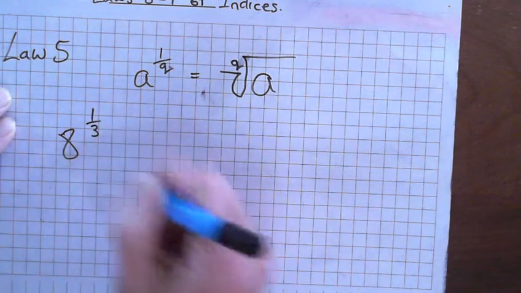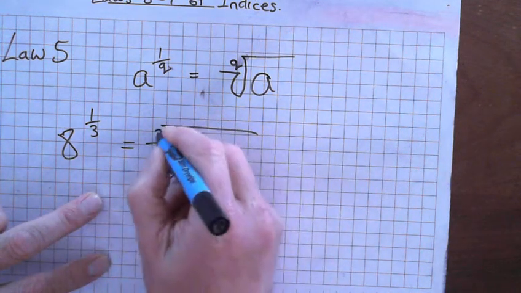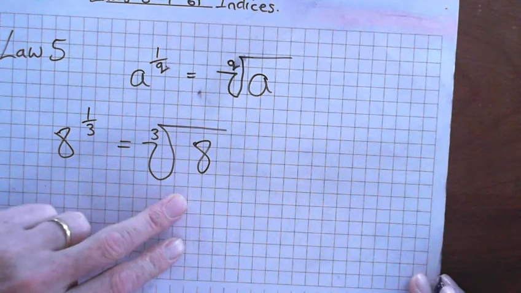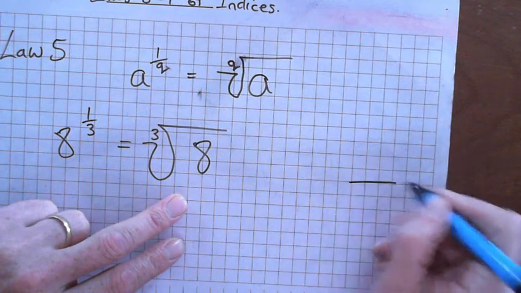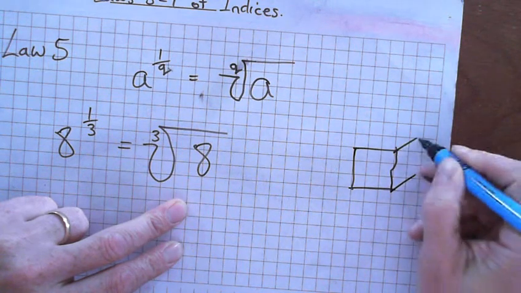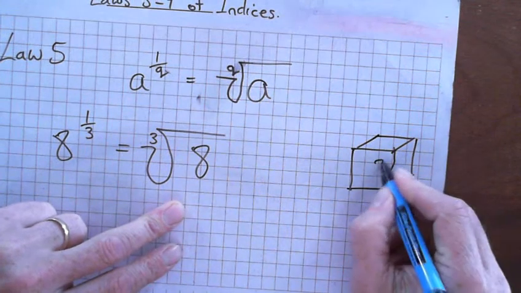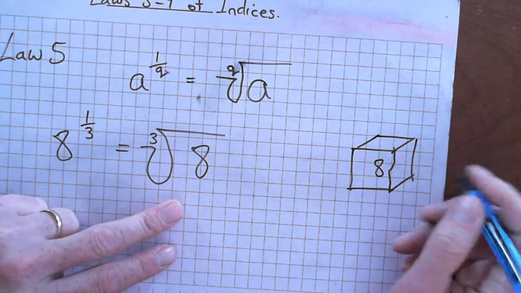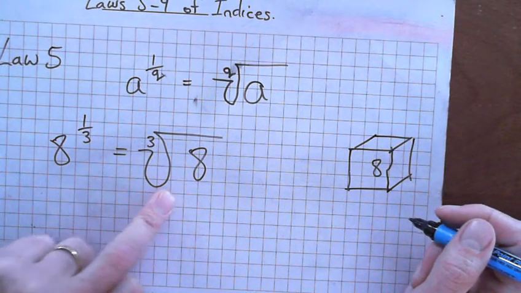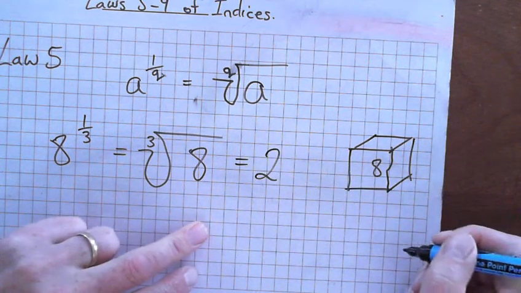8 to the power of 1 over 3. Now you can actually key this into your calculator. There is a third root of 8. What is 8? It's a three-dimensional shape. The volume of that cube is 8 centimeters cubed or meters cubed. So what happens when I get the third root of 8? The answer is 2 if you key that in.